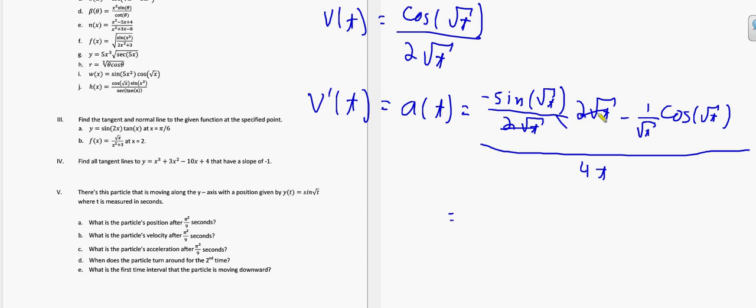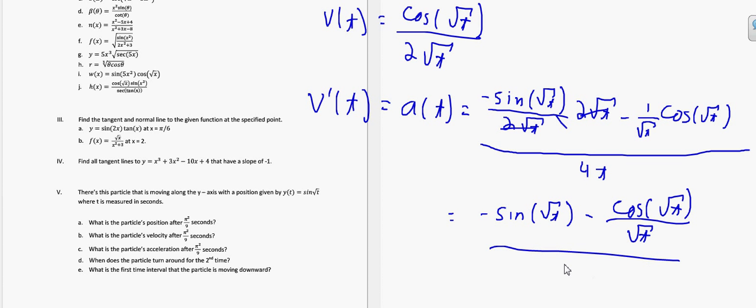And we can simplify it. These 2 root t's are going to cancel, so we have negative sine root t minus cosine root t over root t over 4t. So all I'm going to do here is multiply through this whole thing by root t over root t.